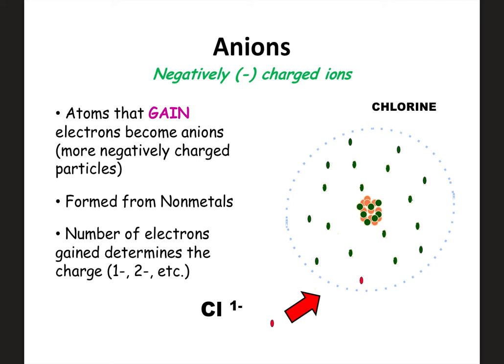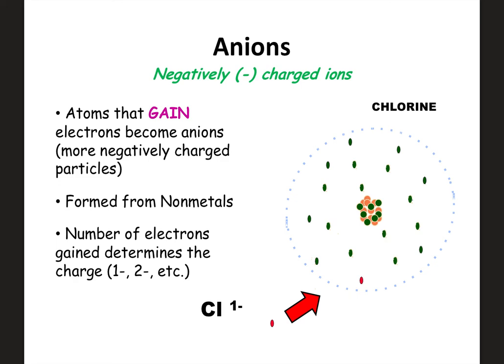negatively charged. So anions are gaining electrons. Electrons are negatively charged. So if you gain electrons, you're going to be negatively charged, you're going to be an anion. And these are your nonmetals. You need to know that the nonmetals are forming a negative charge. The nonmetals will gain electrons. And what number charge is going to be based on how many electrons you gain. If you gain 3 electrons, you're going to be a 3 minus charge.